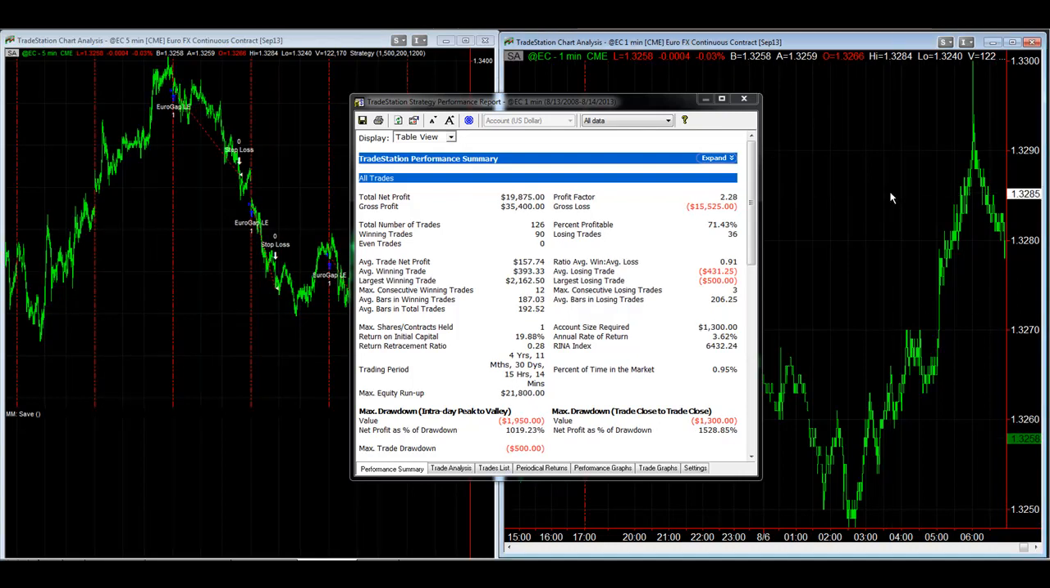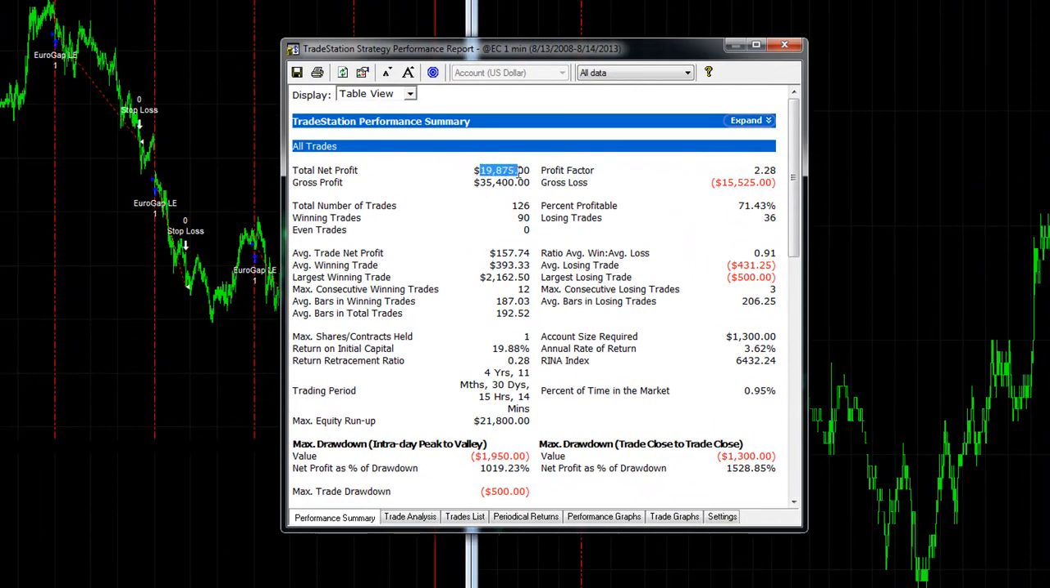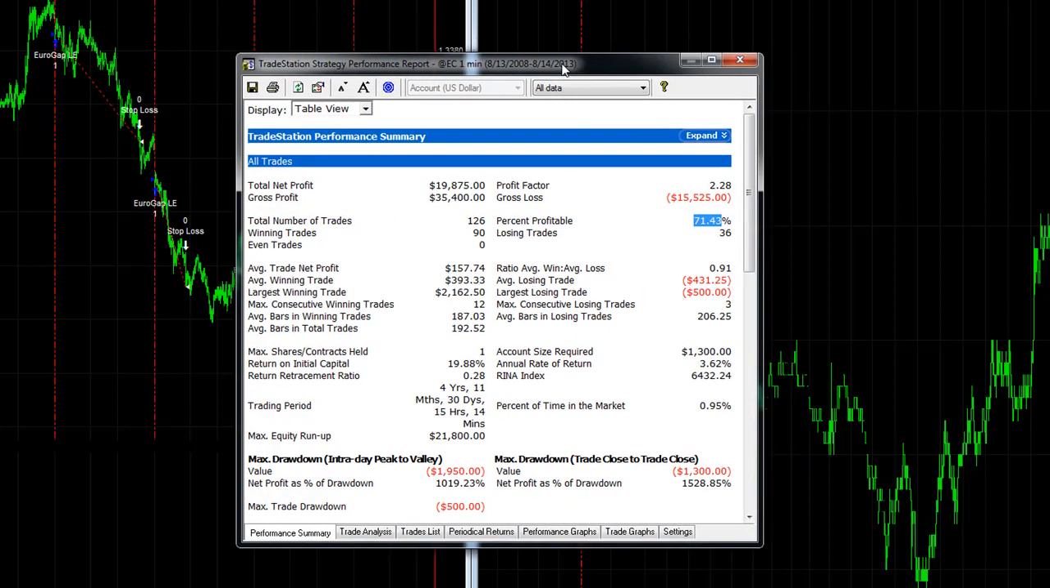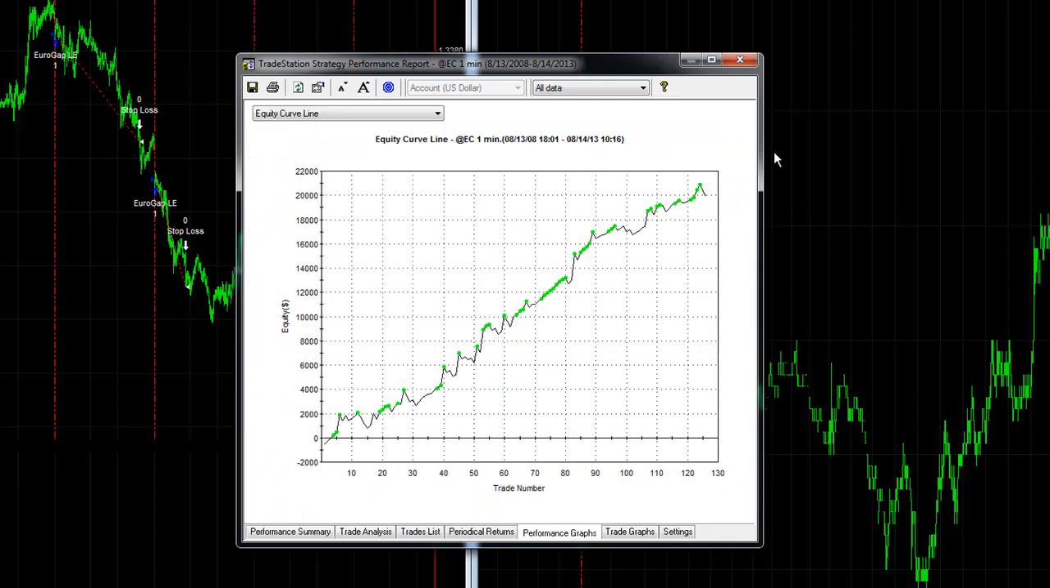With 1 consecutive loser in a row, you see how great the results are. Nice average trade profit. Still low drawdown, 71% profitable. So when you trade the Euro Gap using the consecutive losers, wait for 1 loser in a row, and then trade until you have 1 winner. It generates 126 trades in the last 5 years. Not bad results. Nice equity curve.